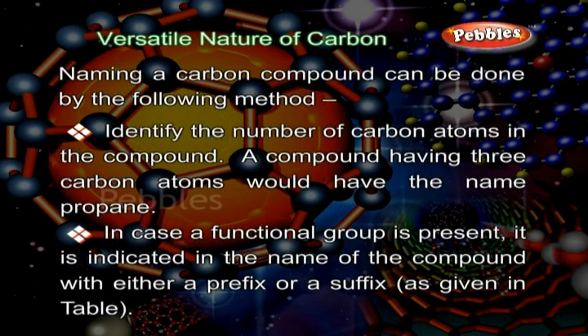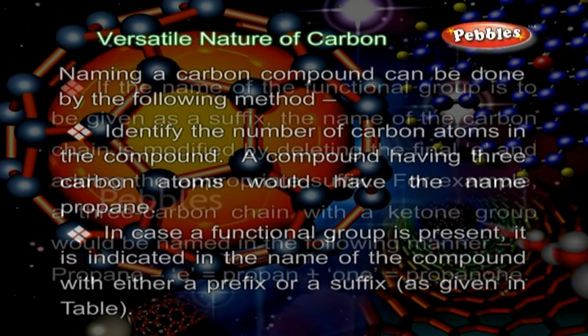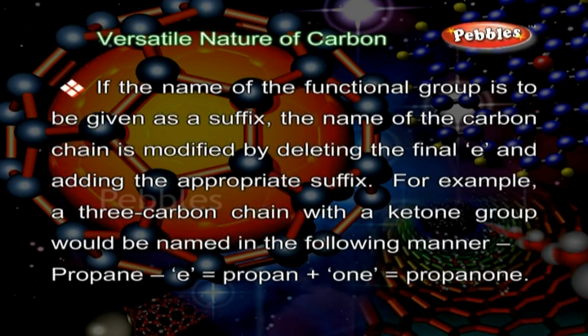In case a functional group is present, it is indicated in the name of the compound with either a prefix or a suffix. If the name of the functional group is to be given as a suffix, the name of the carbon chain is modified by deleting the final E and adding the appropriate suffix. For example, a 3-carbon chain with a ketone group would be named in the following manner. Propane minus E is equal to propan plus one, which is equal to propanone.